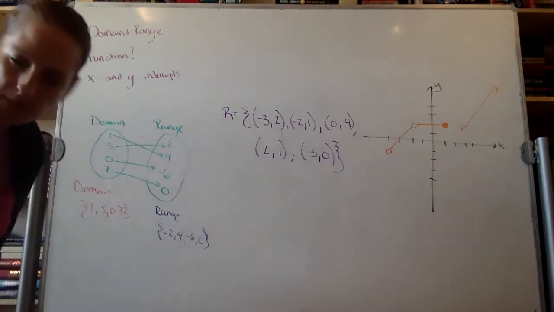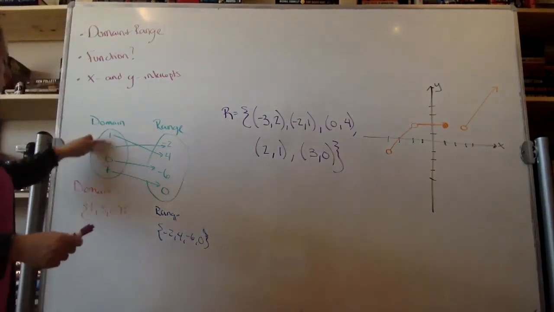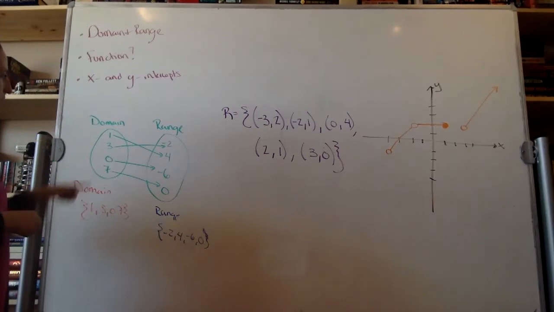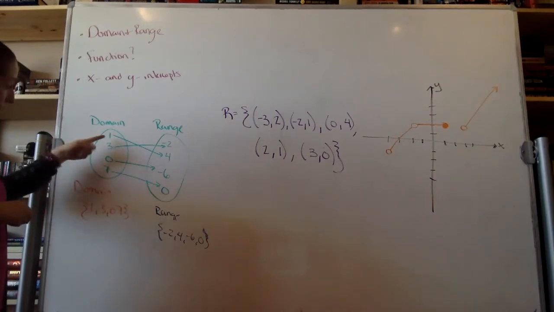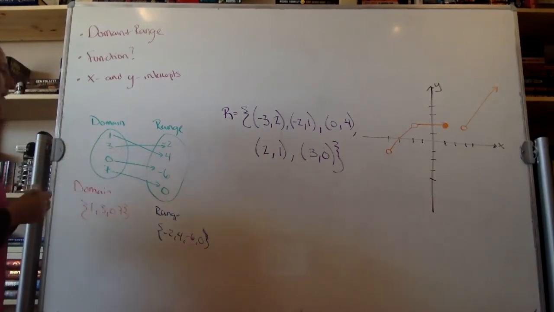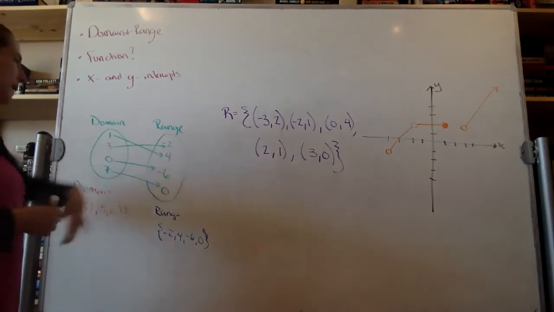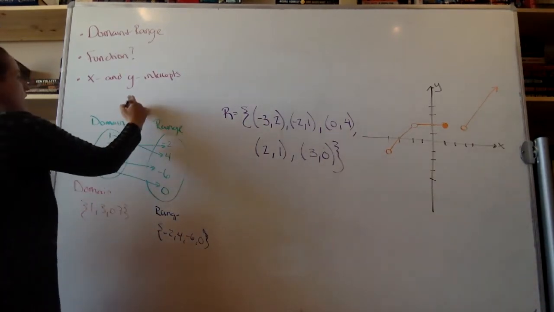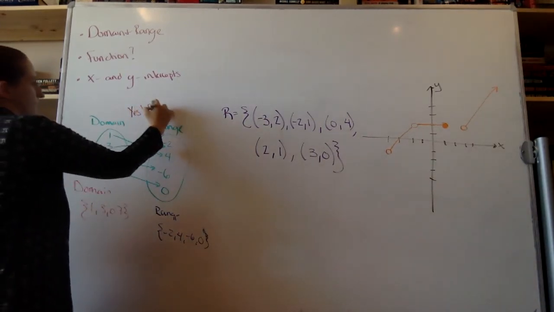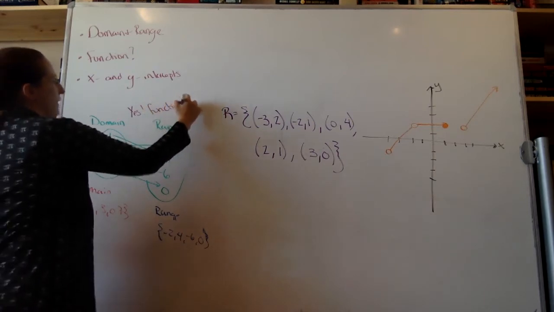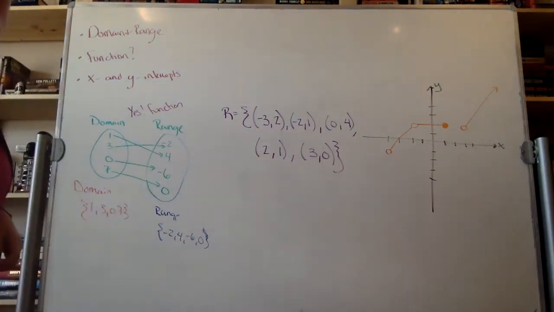So in order for something to be a function, our domain elements can't do double duty. Notice that each domain element only has one line coming out of it. That means no domain element is mapping to 2 different range elements. So yes, this is a function. And last, we're going to look for x and y intercepts.